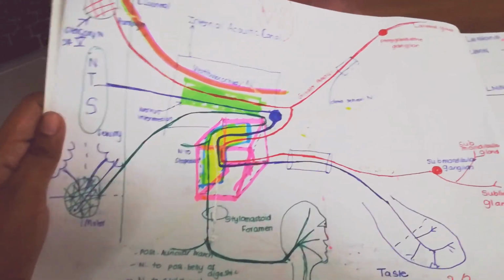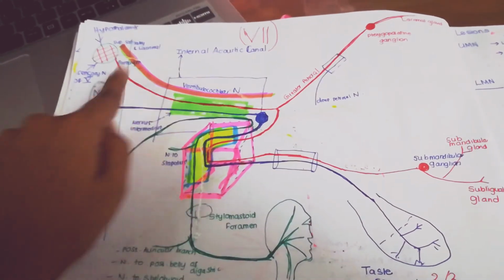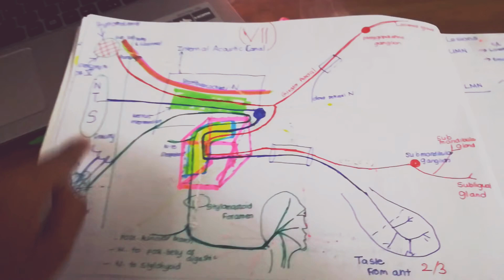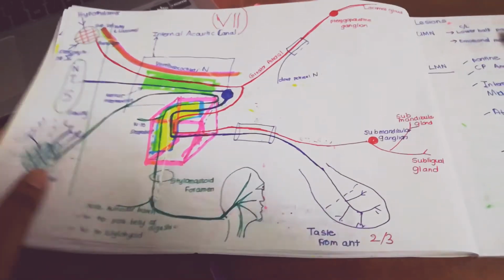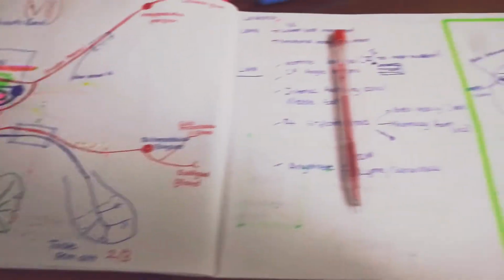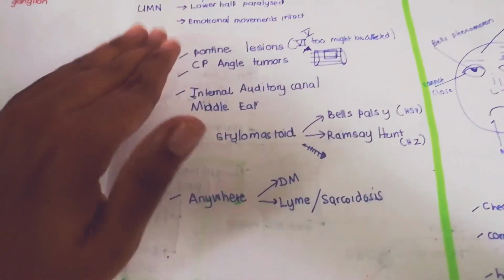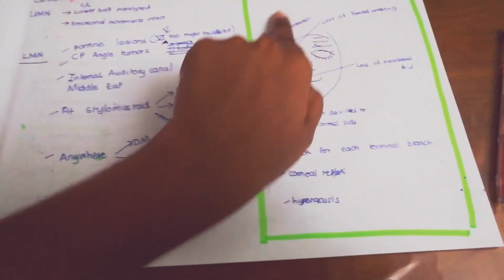So depending on where it gets damaged, if it gets damaged in the pons, it has different lesions. If it gets damaged in the internal auditory canal, it has different lesions. So we'll see. Now, regarding the lesions, we can divide them into upper motor neuron and lower motor neuron. Now this green box is the clinical manifestations.